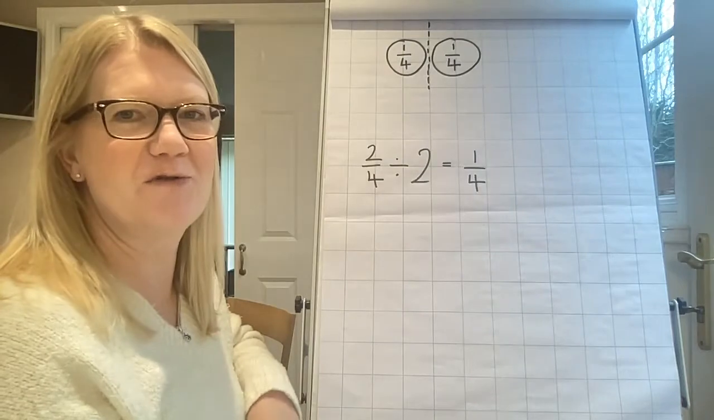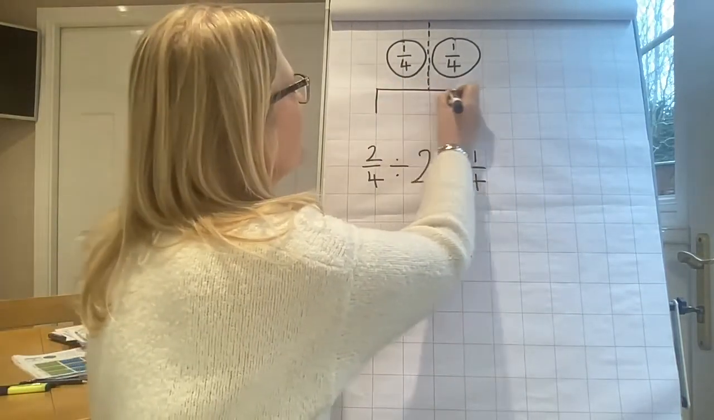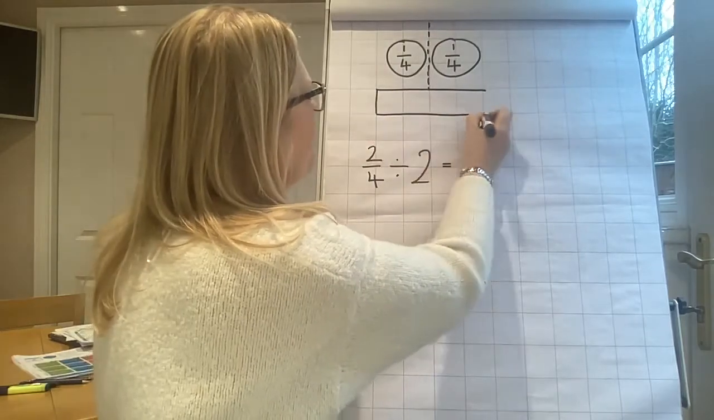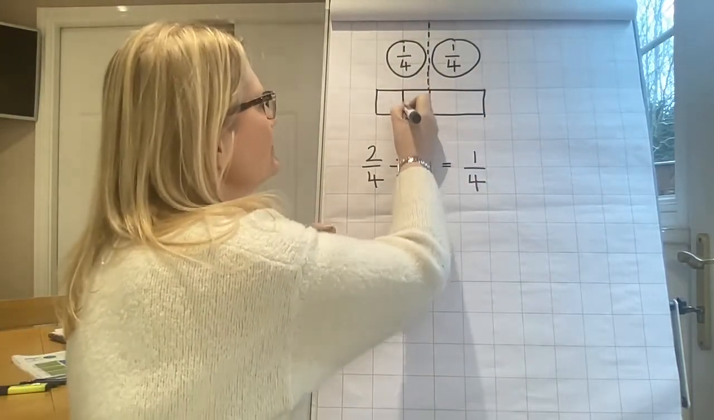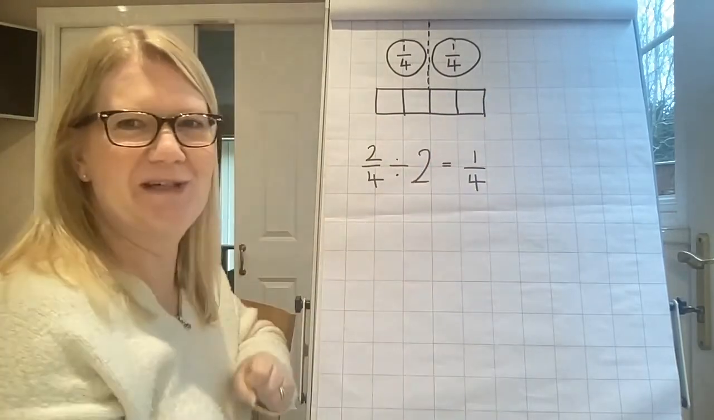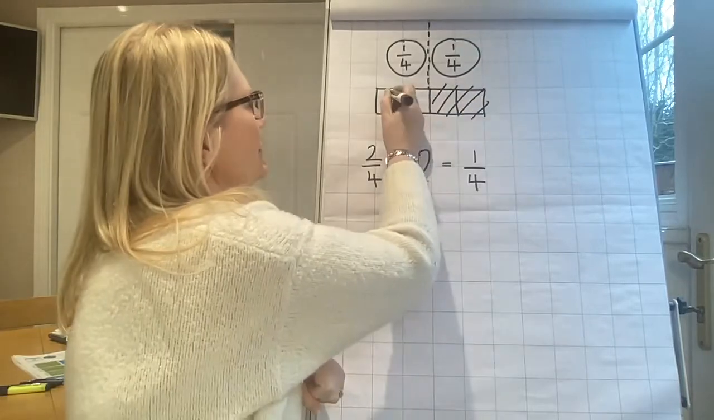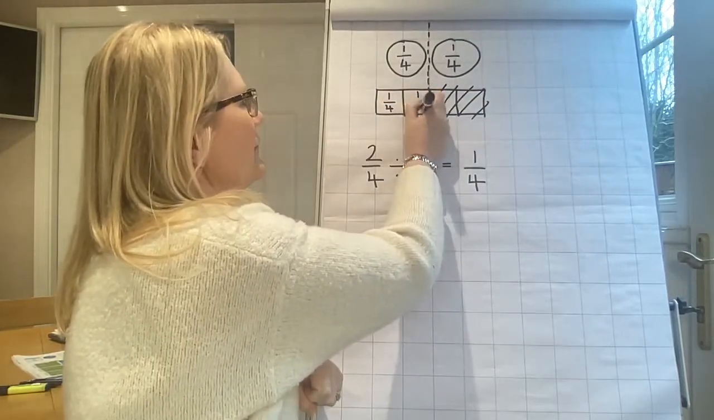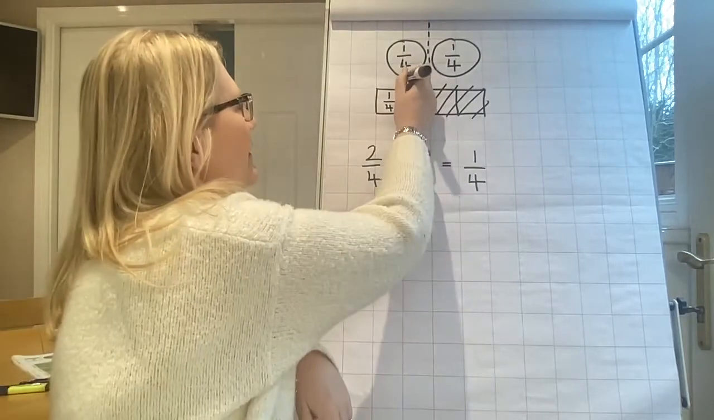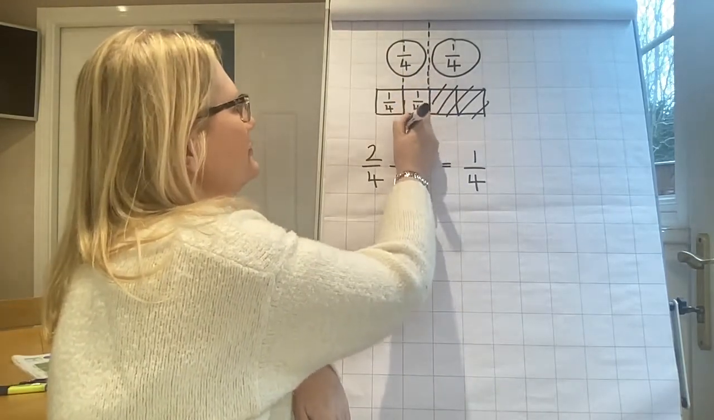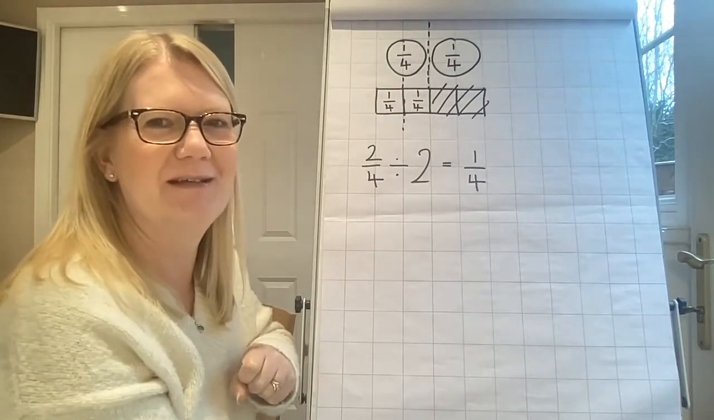What about if I was to draw a bar model? Could we do it that way? Let's have a look. So there's my whole. There's my quarters. I only want 2 of them. So I've got a quarter there and I've got a quarter there. If I divide them equally, if I halve that, oh look, I've got 1 quarter.